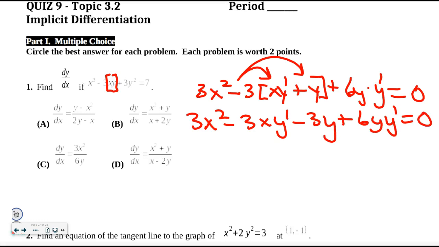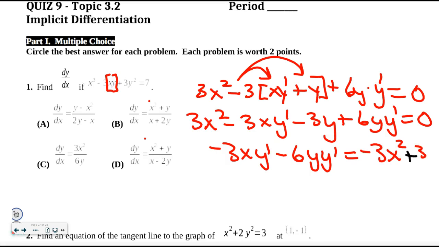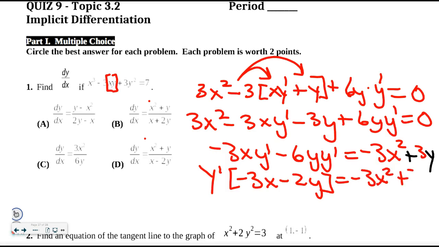Am I good so far, Charlie? Next step, collect all y prime terms on the left and move all non-y prime terms over to the right. And it looks like they're leading on these two with the x squared term, so I will subtract the 3x squared and add the 3y. How am I doing so far? Is it looking like yours? Okay, then factor the y prime out. Negative 3x minus 2y equals negative 3x squared plus 3y.